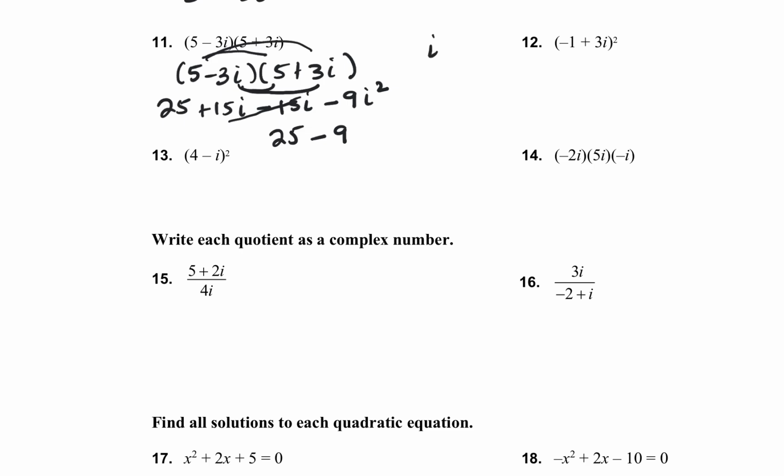We know that i is equal to the square root of -1. So i squared gives you -1. So -9 times -1, that will be positive 9. So 25 plus 9 is 34.